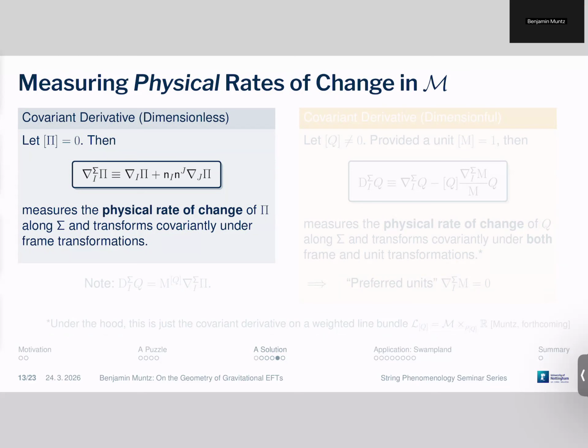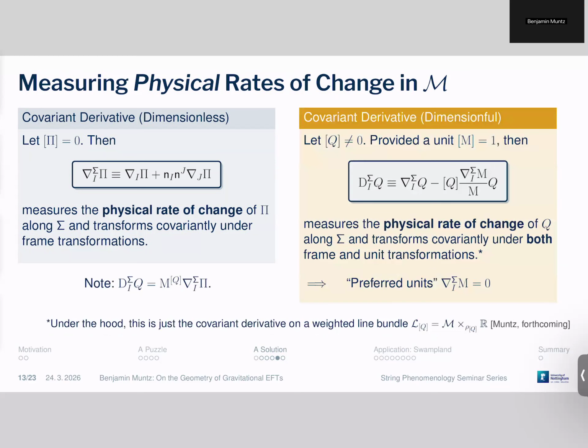And I can do the same thing, in fact, also for dimension-full quantities. And here one has to define what in cosmology has been known for a long time. This is called a unit covariant derivative, but one can promote this idea to the frame augmented field space as well. And it essentially measures the physical rate of change of some dimension-full quantity up to the choice of unit, right? And again, alluding back to this connection to gauge theory, you can see how this also very much looks like a gauge covariant derivative.